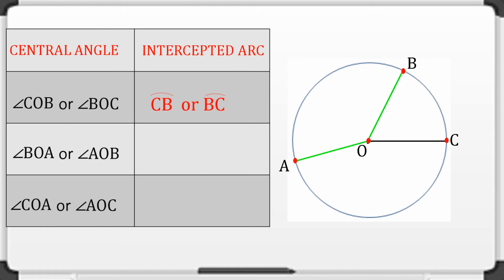Next, what about angle BOA? Ang katapat niya or opposite niya, ang intercepted arc is AB or BA. Next, we have, ang katapat or opposite ng COA na arc ay CA or AC.